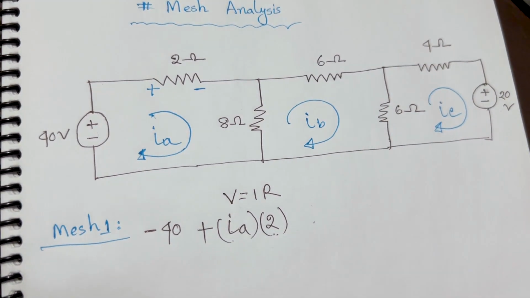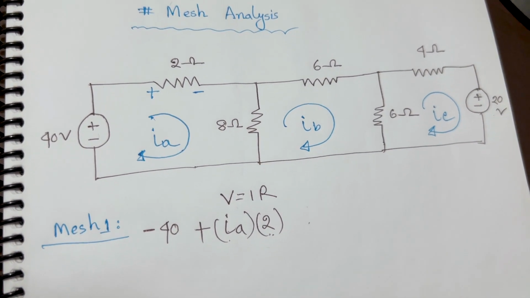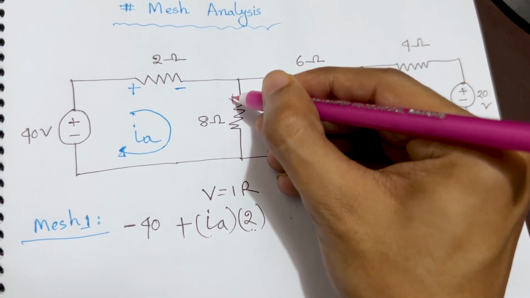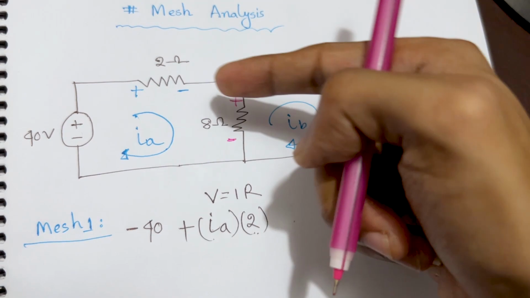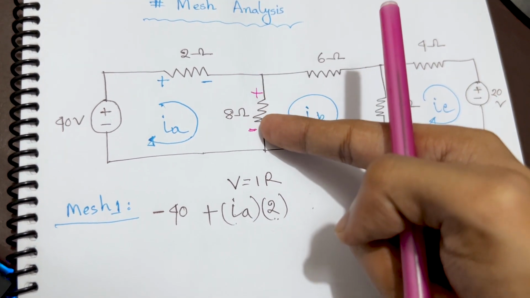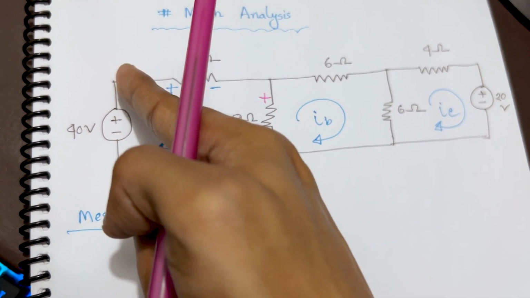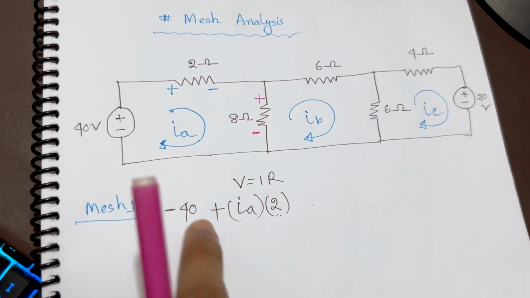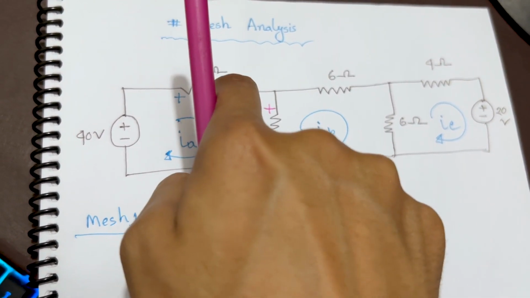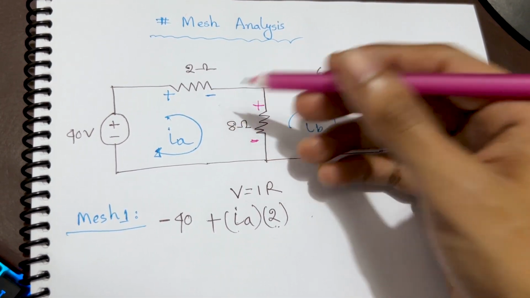Then the toughest thing is here. This is the most tricky thing. So we are going from this one to this one. We are considering this a positive polarity and this a negative polarity, because we are going from upper to lower, and then we are going from the minus 40. So minus 40 plus this one is very simple because no other current is flowing through this. So it is 2 times IA.